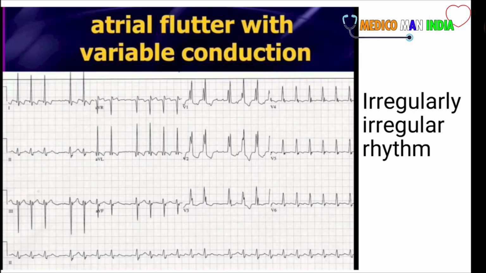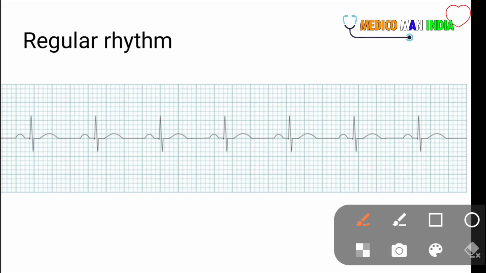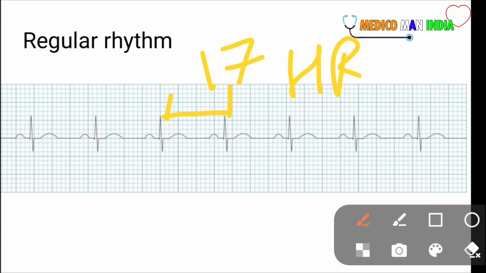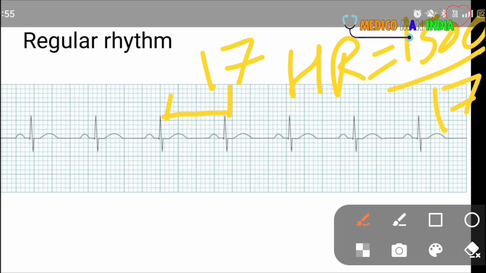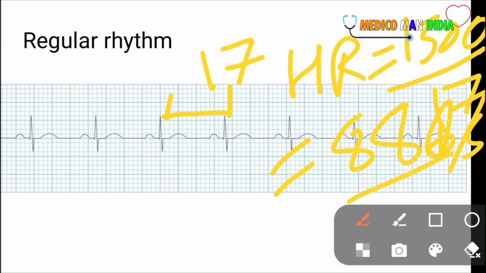Let me show you how rate will be determined. See the distance between two R peaks, this one and this one. We know there are 17 small squares. So how will heart rate be calculated? Heart rate is equal to 1500 divided by 17, because as I am taking small squares, I will take 1500. So the answer will be somewhere around 88. Okay, 88 beats per minute. In this way heart rate can be determined.